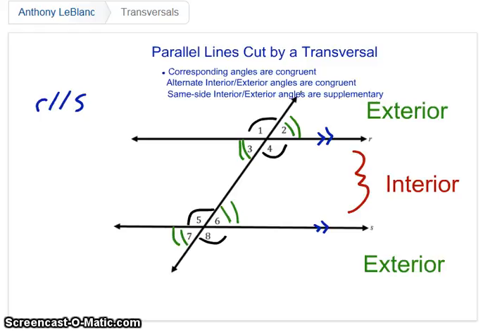One way I try to get my students to remember that is: corresponding angles are congruent, alternate angles are congruent, and then our same side angles are supplementary. They all have SSS: same side, supplementary.